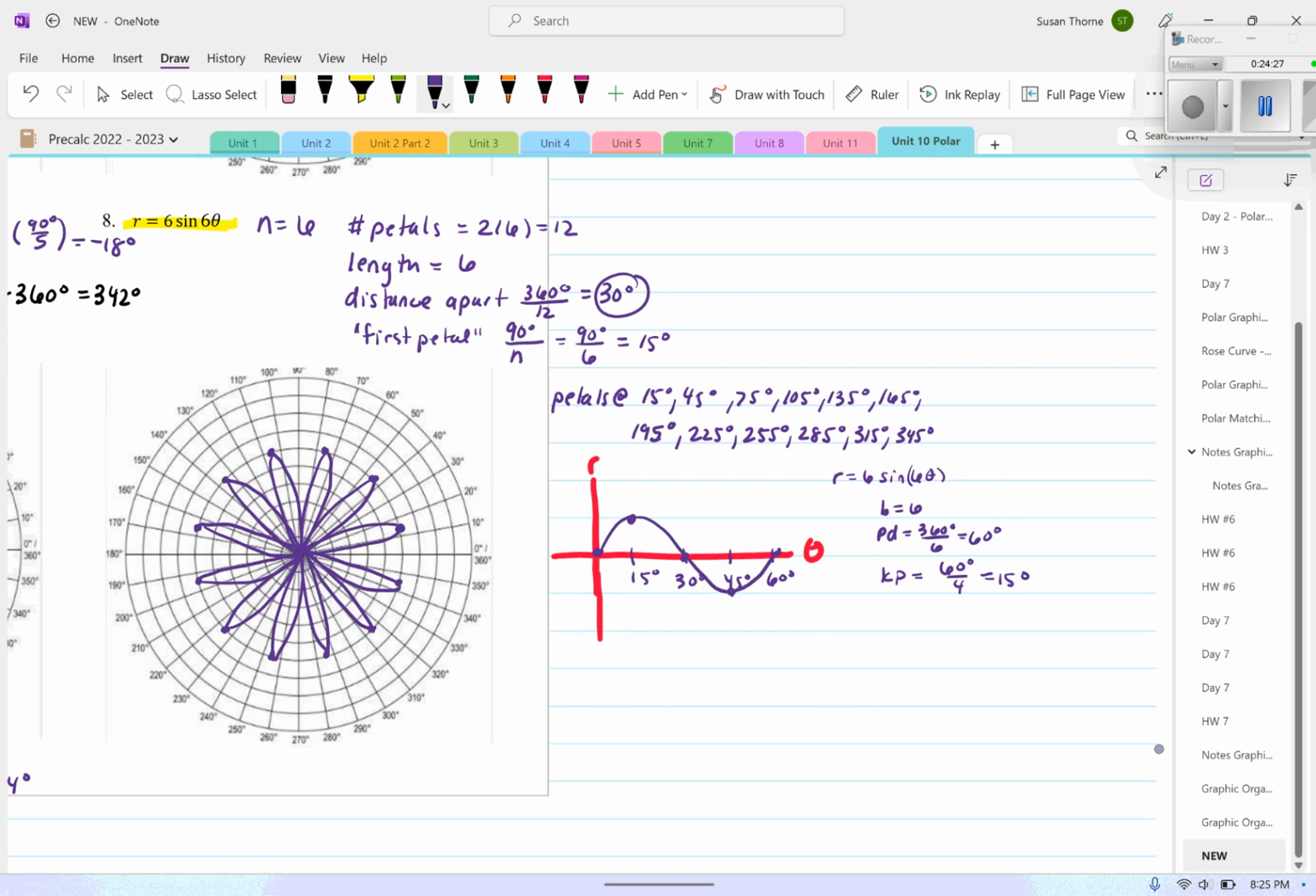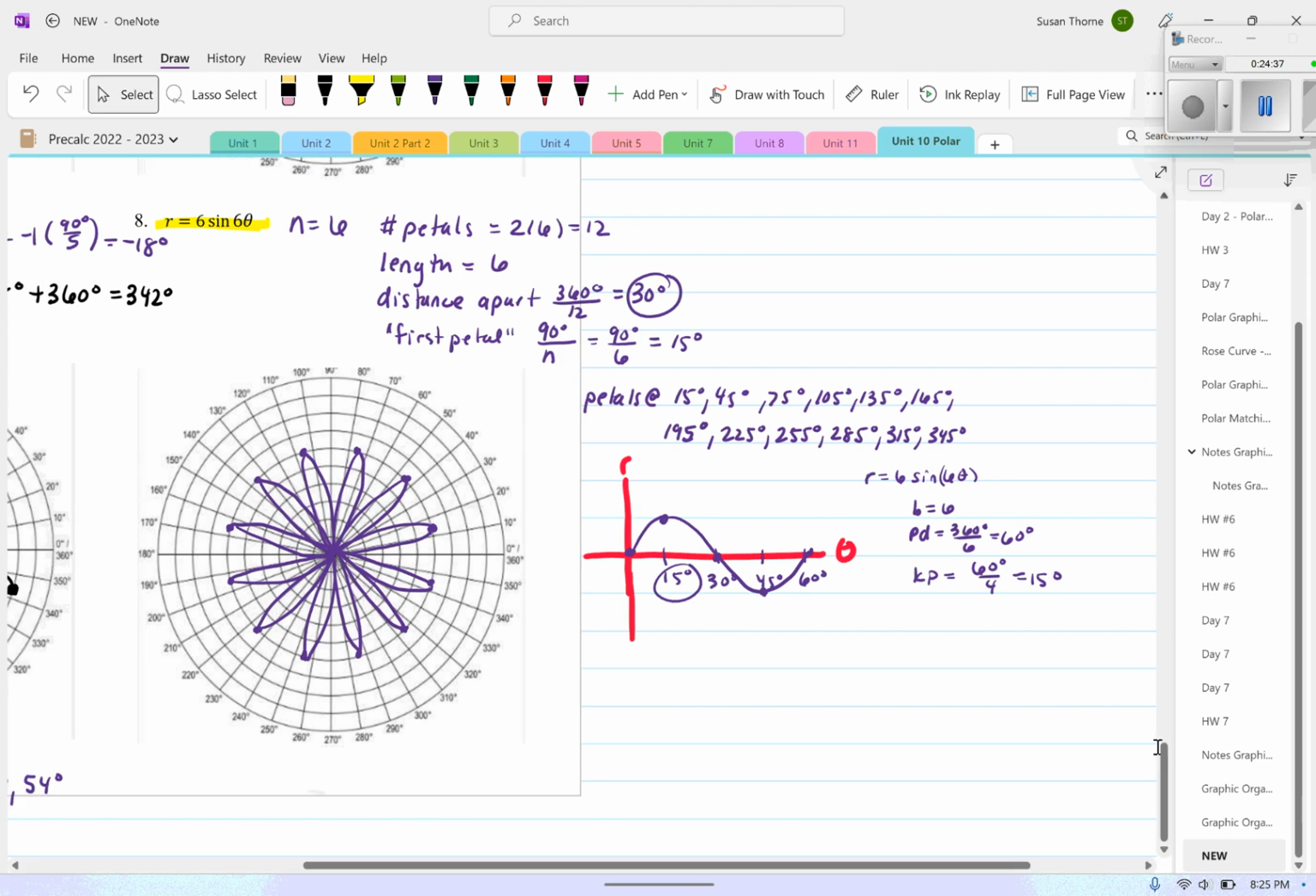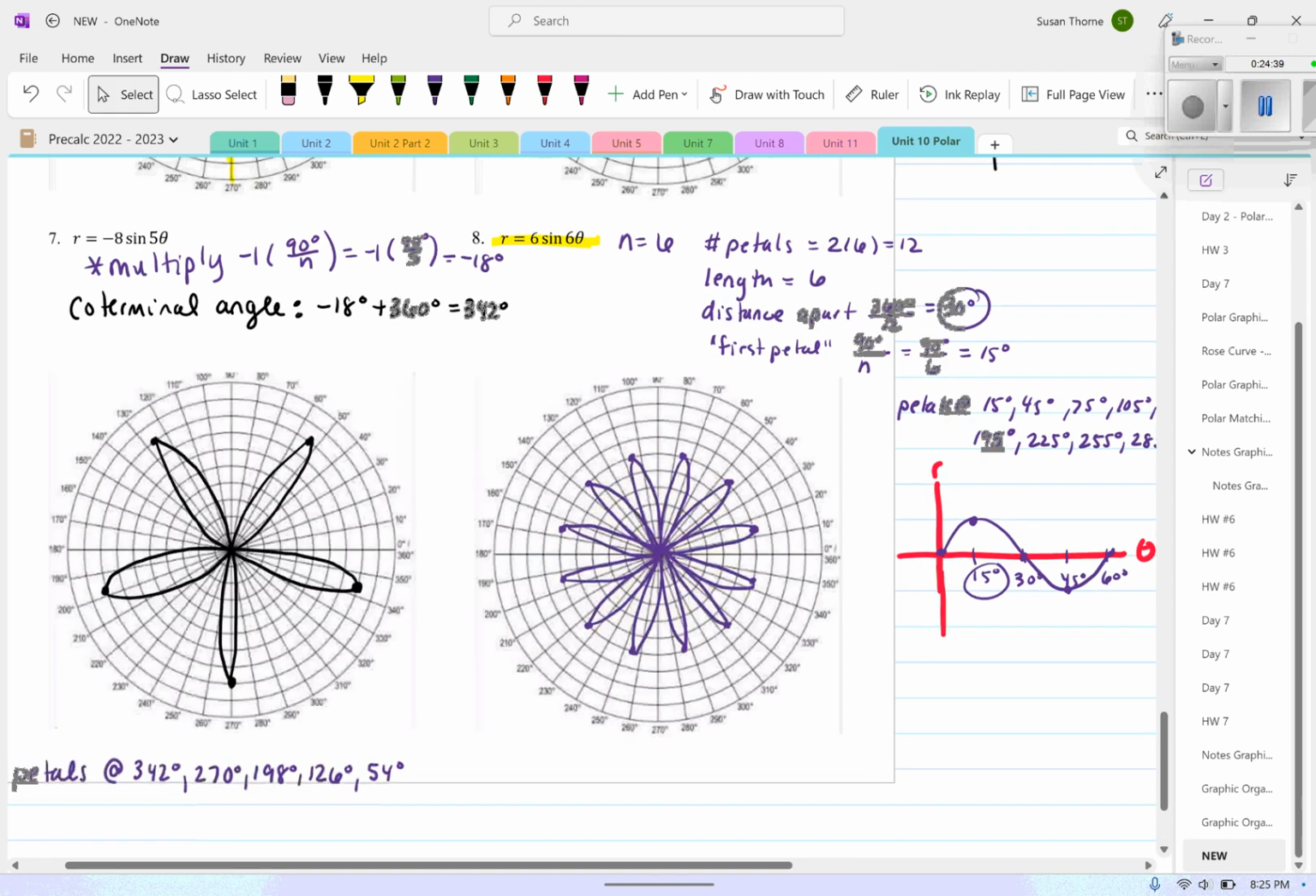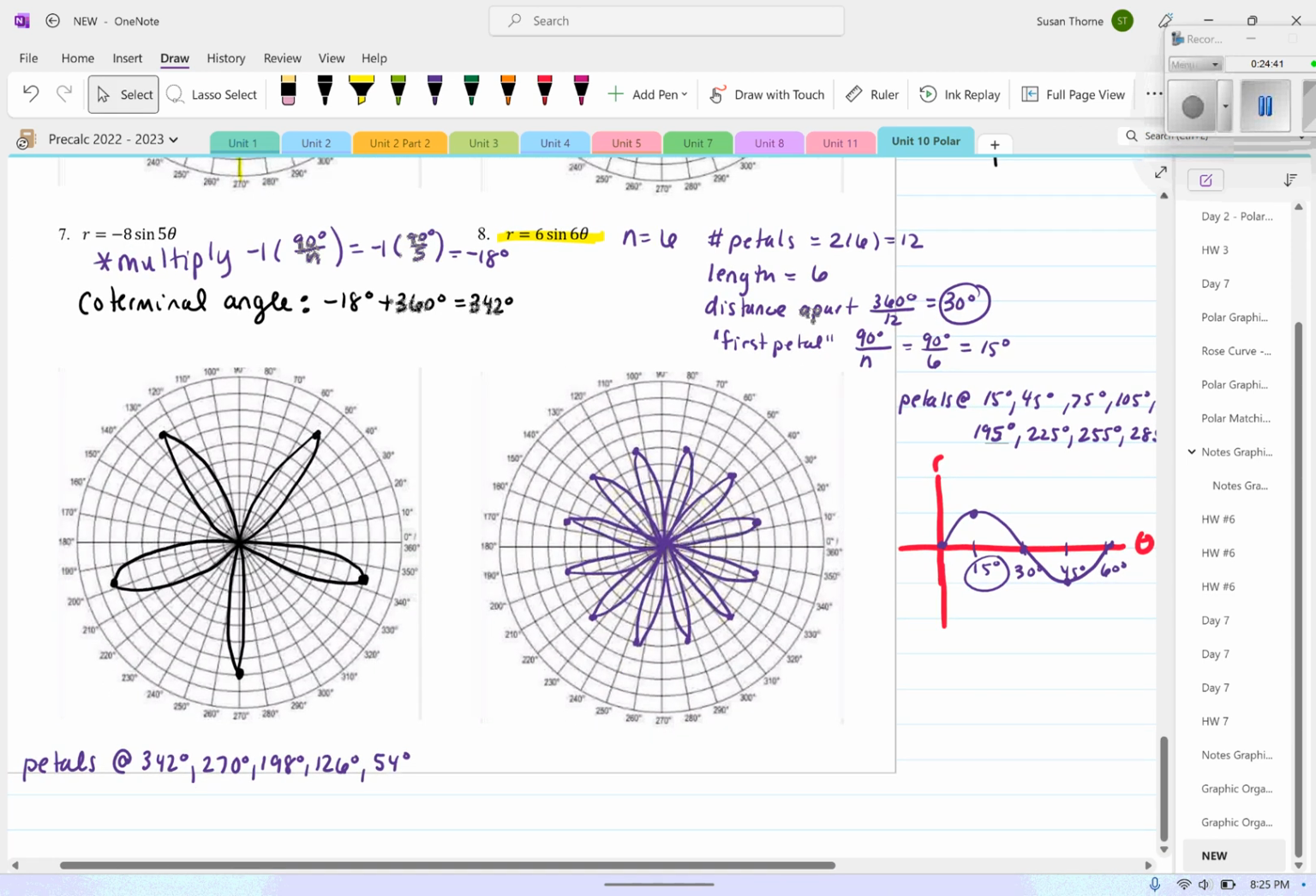And so you can see the first petal length is out at that 15 degrees. And again, that comes from 90 divided by n, or if you're using radians, it would be pi over 2 over n. So that is it for our rose curves.